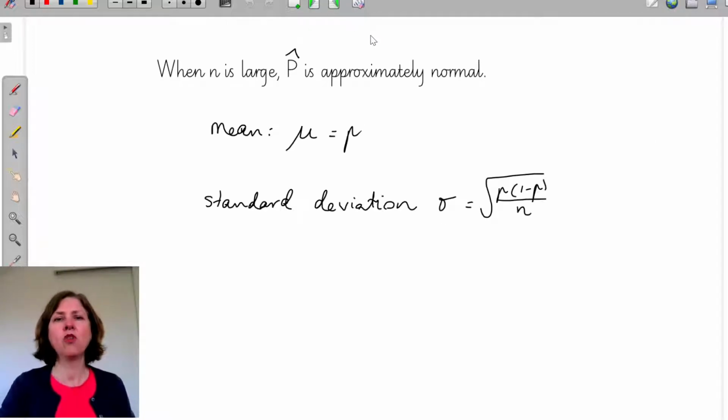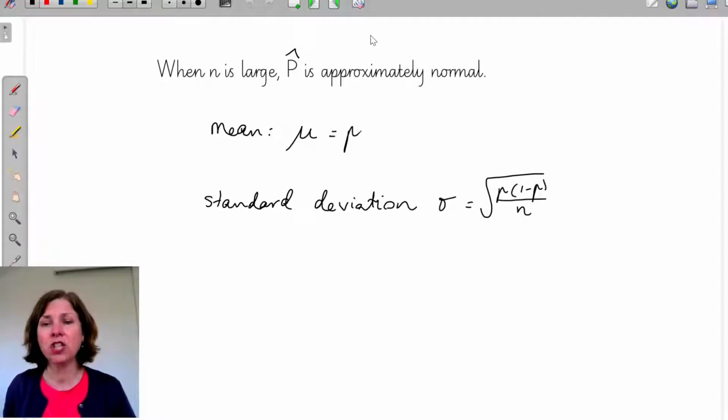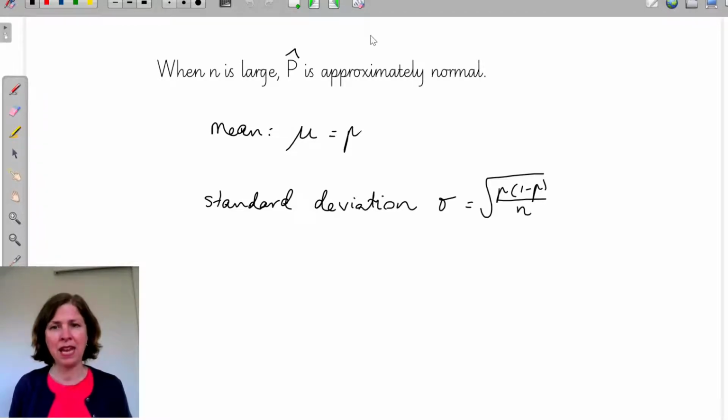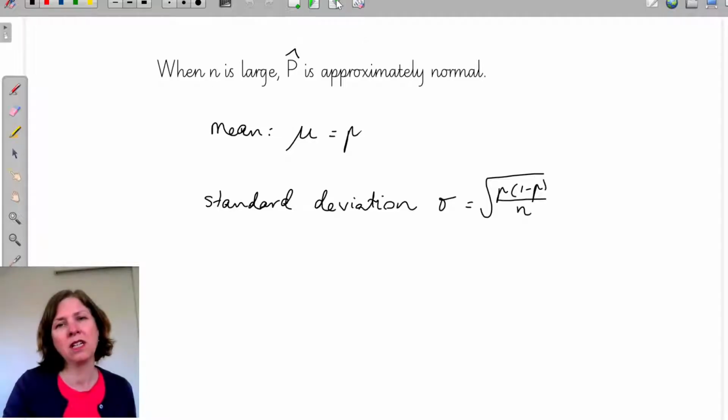Okay, so when n is large, I've got p hat being approximately normal, and my mean is mu, which is p itself, and my standard deviation, in fact, looks very similar to what we saw before. It's the square root of p times 1 minus p over n. But this is an approximation, so one of the things you've got to recognize is that this is going to give me approximate values, and also you've got to be able to recognize it in the question.